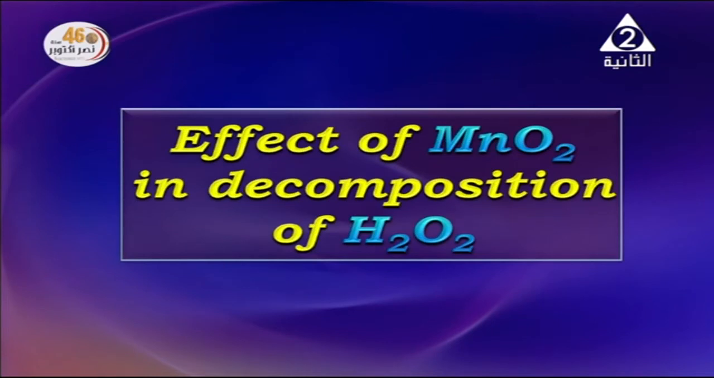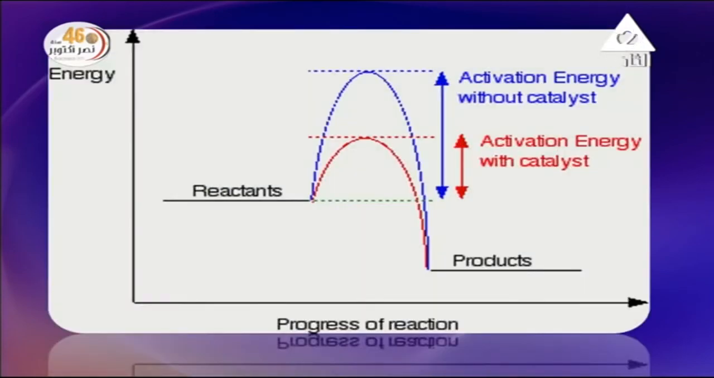My dear student, for example, the effect of the catalyst manganese dioxide in the decomposition of hydrogen peroxide, H2O2. As shown on the screen, the reactants give products in an exothermic reaction, as the heat content of the reactant is higher than the heat content of the products. This reaction happens with a larger activation energy without catalyst, and when adding catalyst, the activation energy has decreased, shown by the red line. So the effect of the catalyst appears: it decreases the activation energy of the reactant, so the reaction happens at lower temperature.